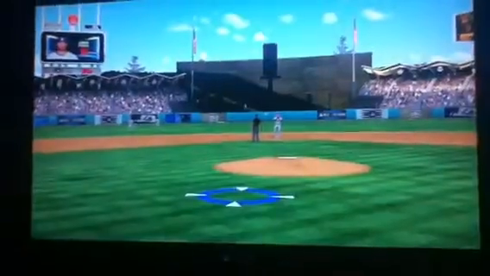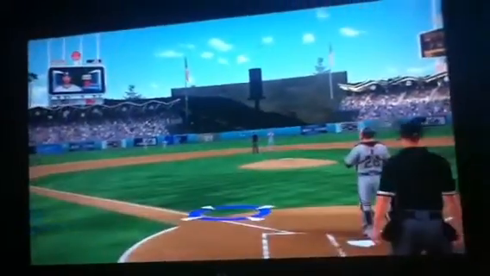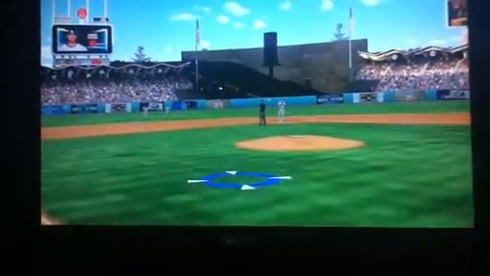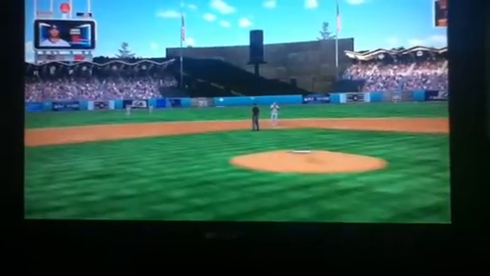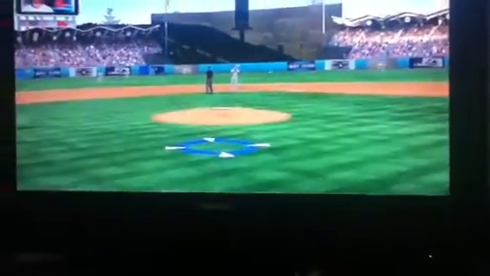Alright, look how the ball's gonna, when it hits the mound, it goes over here. Look how it curves right to the catcher. Watch. The ball's right here. Right here, look. It curves. It's going to curve right to the catcher. The catcher's right here.